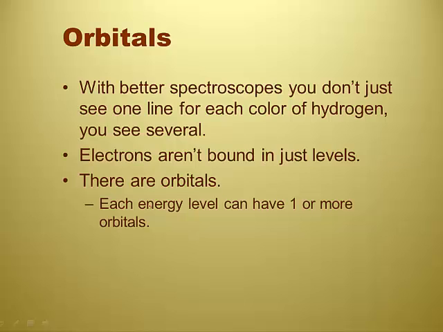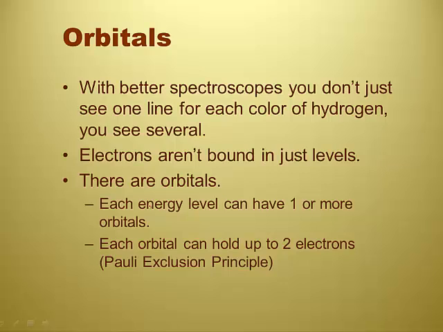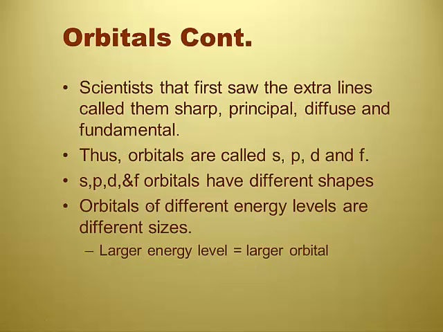There are some rules here. Each energy level can wind up having one or more orbitals. And each orbital can hold up to 2 electrons. Right, which is the Pauli exclusion principle. The scientists actually described those lines that they saw as sharp, principal, diffuse, and fundamental. So that's why they named them S, P, D, and F, which is why we've got S, P, D, and F blocks on the periodic table.